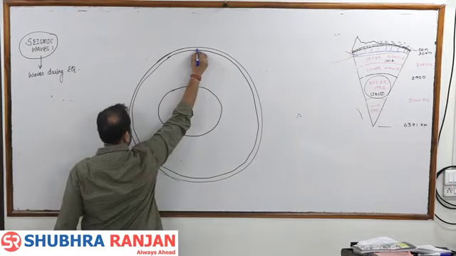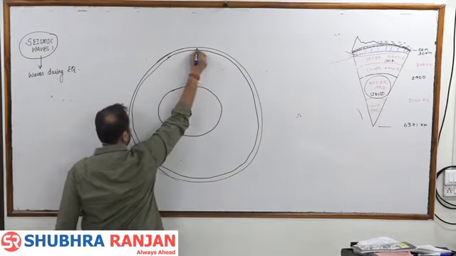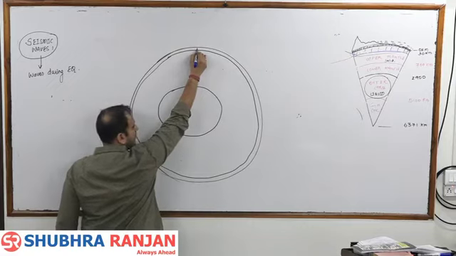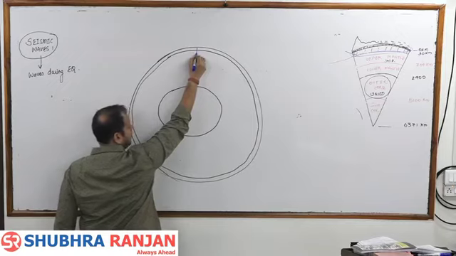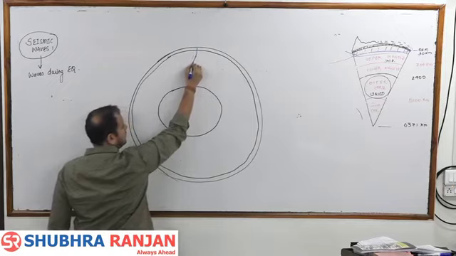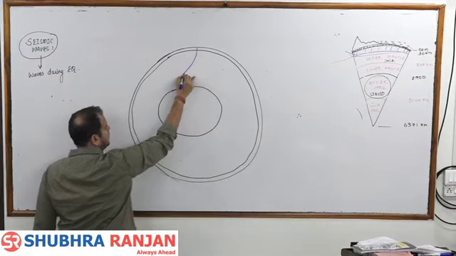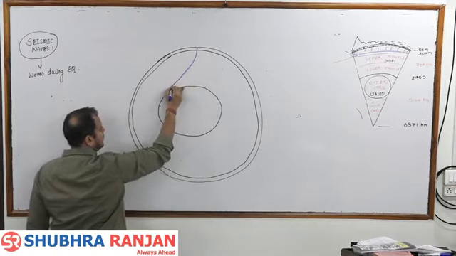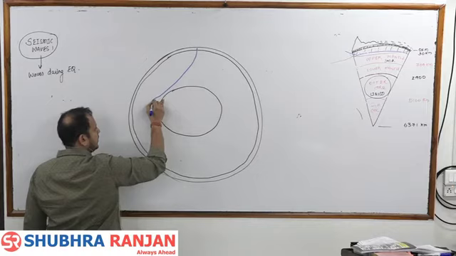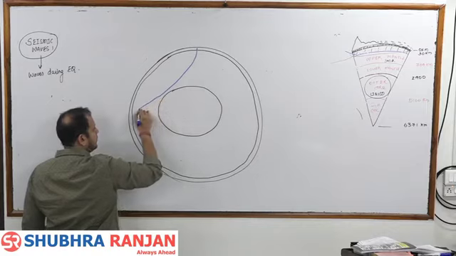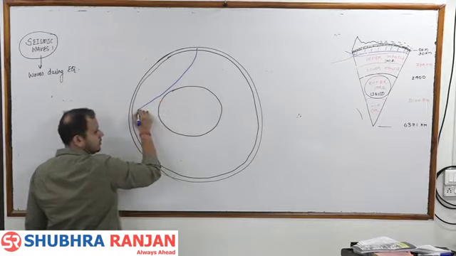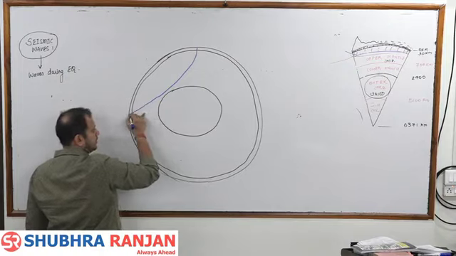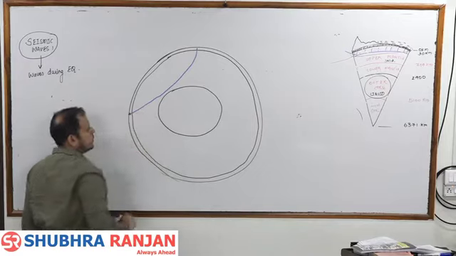A P wave starts, and as it goes down, see what is happening. Its speed is less. Fine? Then it comes here, its speed is less. And after 200 kilometers, there is sudden increase in the speed. And as it goes down, the speed goes on increasing. And then it goes in this manner. Again, its speed decreases because it is coming nearer to the crust. And further, there is a decrease and decrease in the speed, and then it is recorded here.